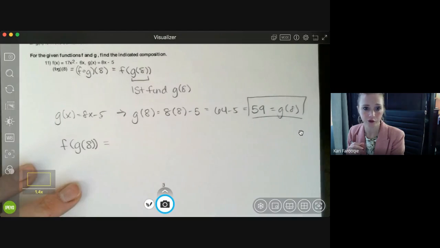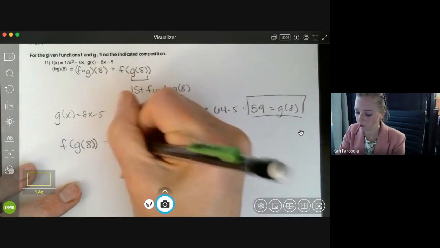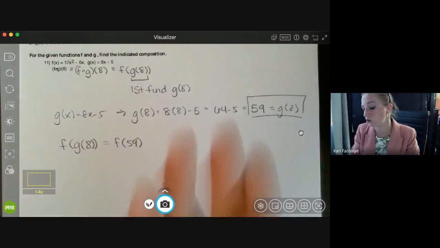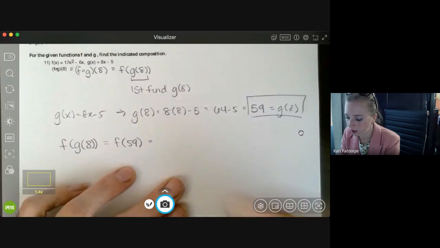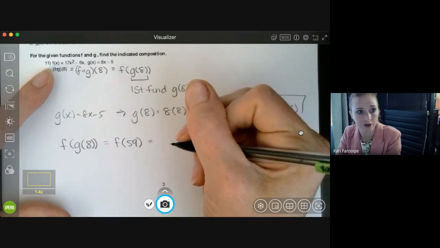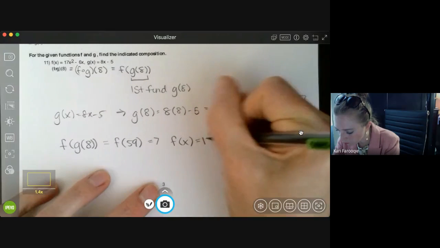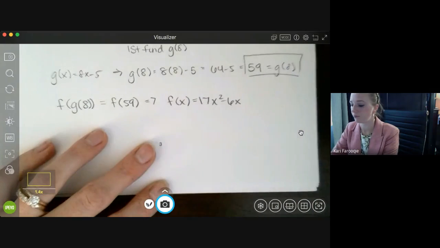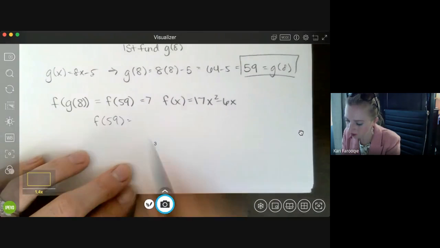So when I'm looking for f of g of 8, I know that g of 8 is 59. So I'm actually looking for f of 59. So we're finding this new value at which we have evaluated this function g, and we're going to evaluate f at that value. So now that I know I'm looking for f of 59, I can go ahead and use our function f and then evaluate it at 59. So I know that f of x, I'm going to rewrite it here, is 17x squared minus 6x. And then we'll use that function to find f of 59.